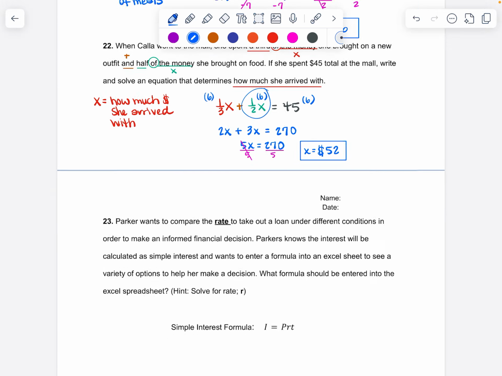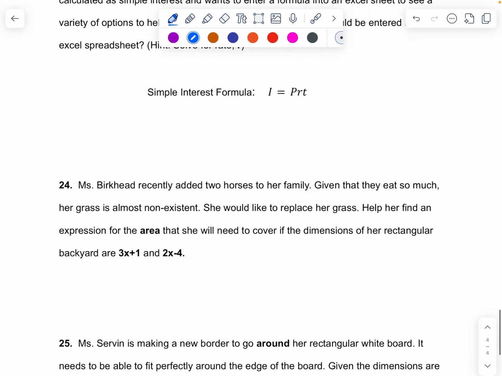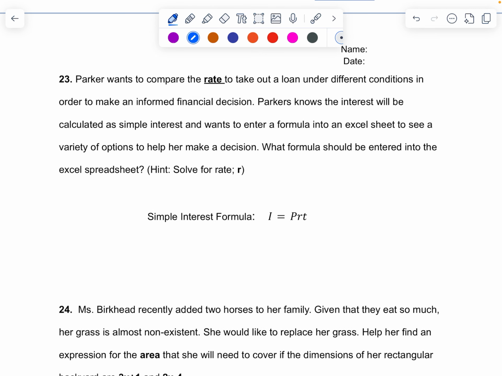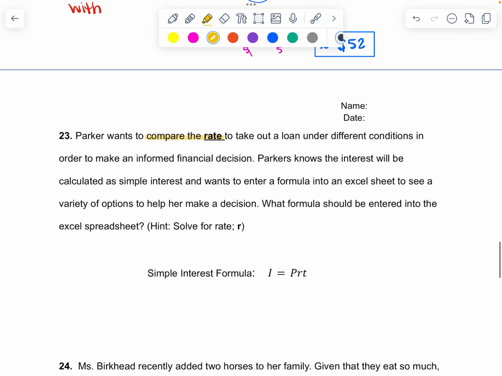All right. Oh, we got 3 more, sorry. Here we go. This is the exact same question I put on your homework the other day that I told you had a really weird wording, but it was super simple. It says Parker wants to compare the rate. Anytime you see that lingo in a problem, that means they want you to solve for R, R standing for the rate.